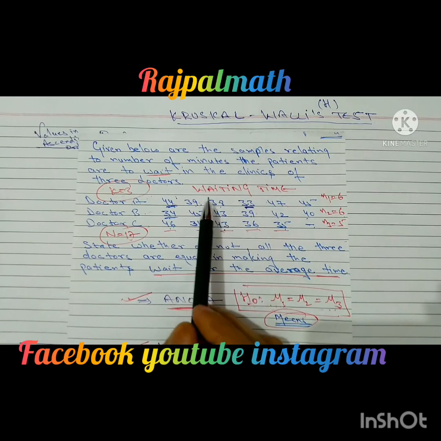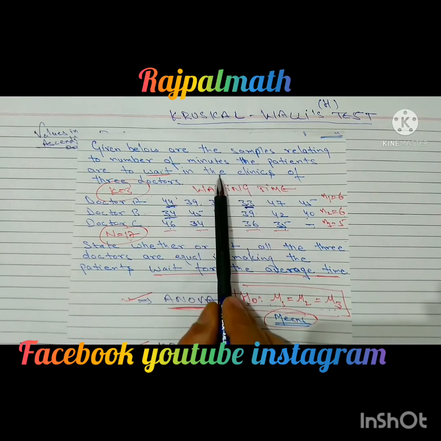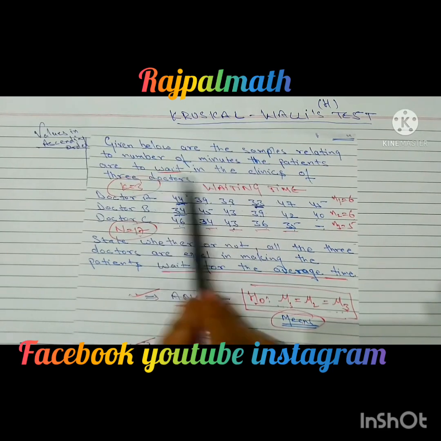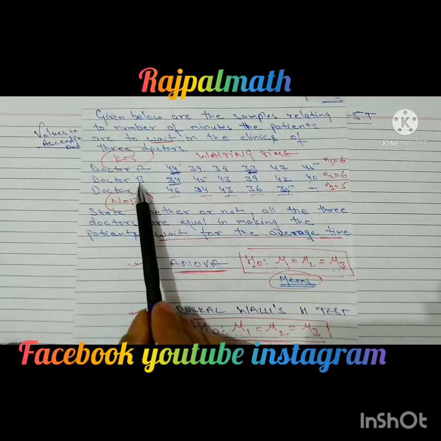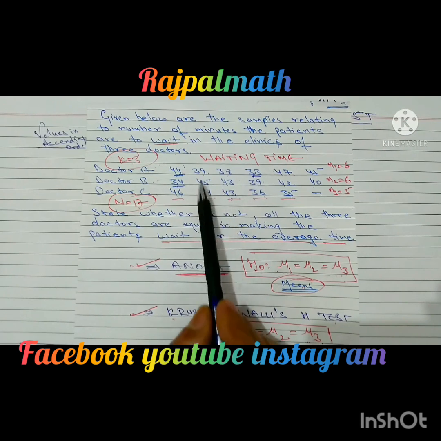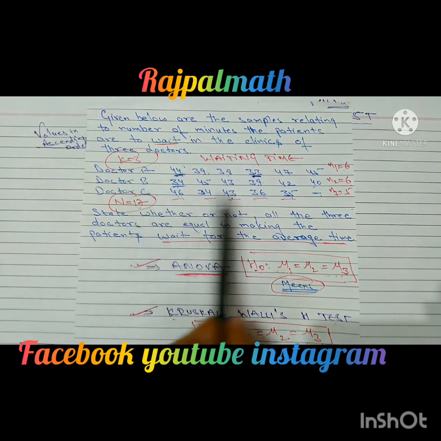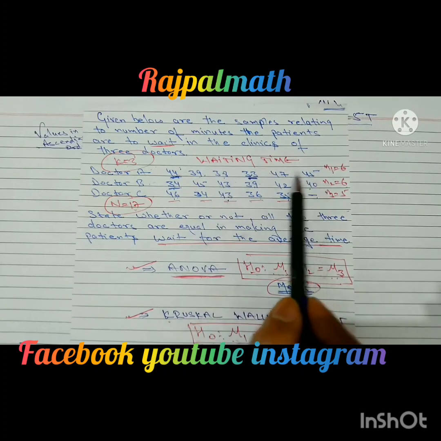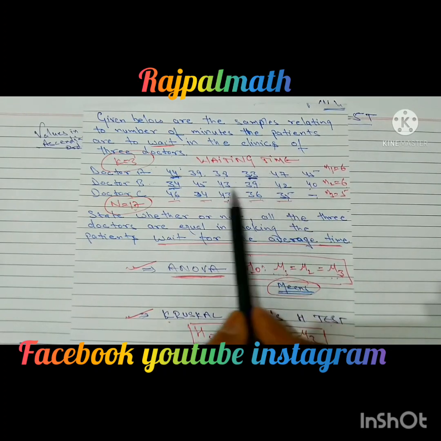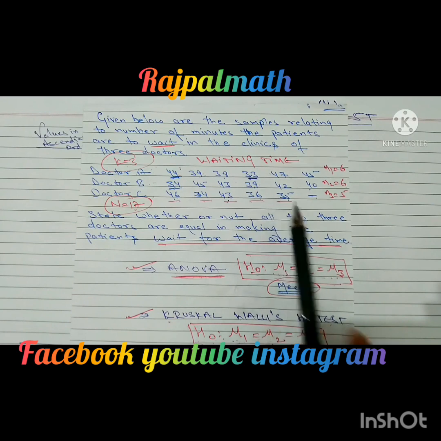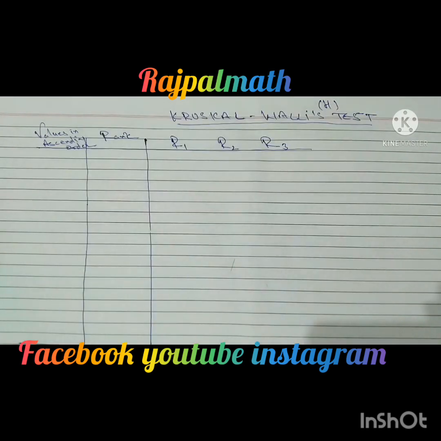Now for the second part of the question, the Kruskal Wallis test, which is a non-parametric form of ANOVA. The question is the same: waiting times are given, 3 doctors are given, waiting times of patients are given. Here K is 3, total number of observations is 17, elements of group 1 is 6, group 2 is 6 and group 3 is 5.